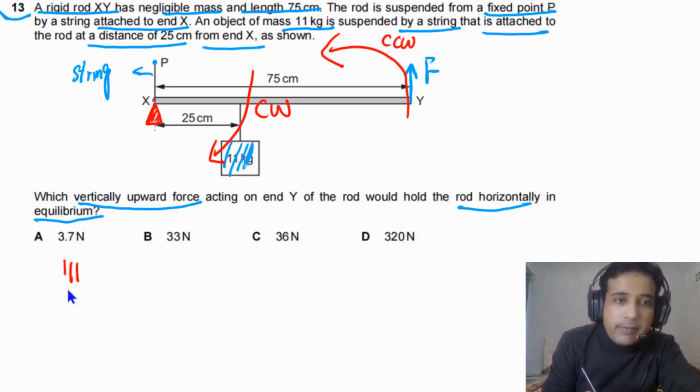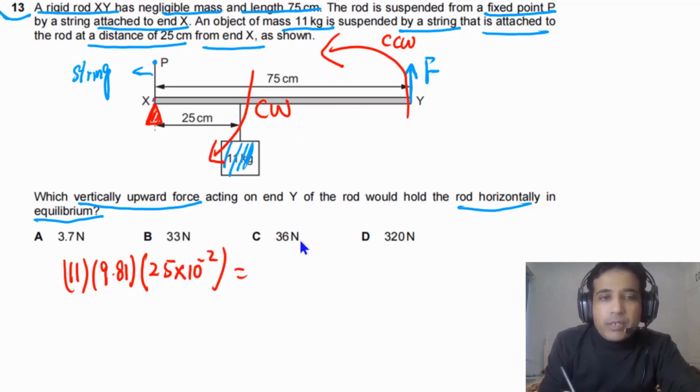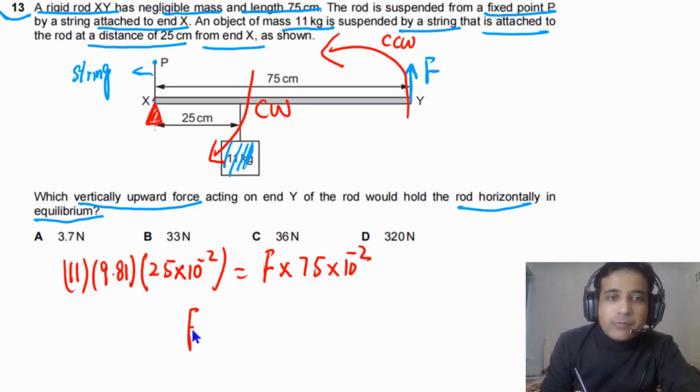So in this case, simply we can say moment due to this one, we have mass that is 11 kgs, and we need to multiply with 9.81, and distance in this case is given to you. This is 25 centimeters. You don't need to convert this one into meters. You can solve without that, because centimeter on both sides will be cancelled. If you are not very clear, you can multiply this one with 10 to minus 2, but it doesn't matter. And on other end, we have force F and perpendicular distance that is 75 centimeters. So this is 10 to negative 2. Now simply you can solve for F. If we solve this one for F, our answer will be about 36 newtons. So the answer for this question is C.